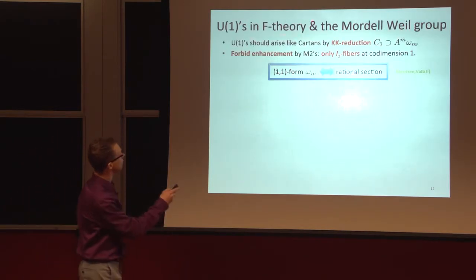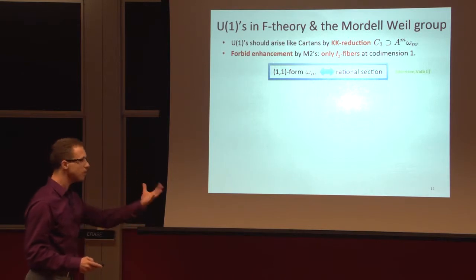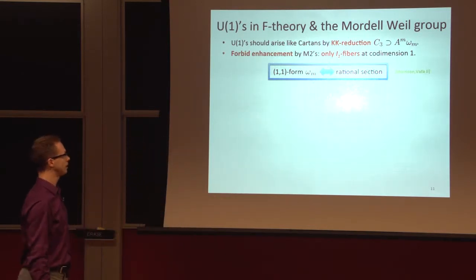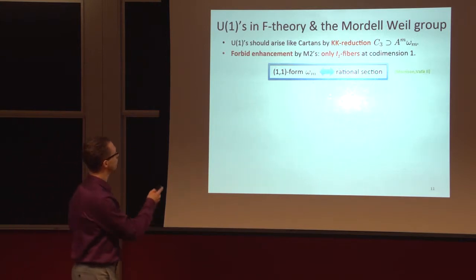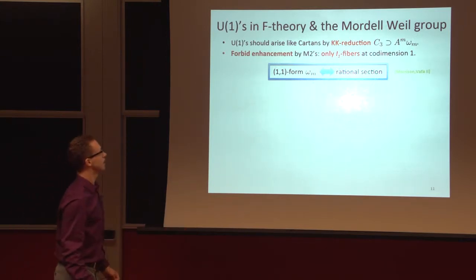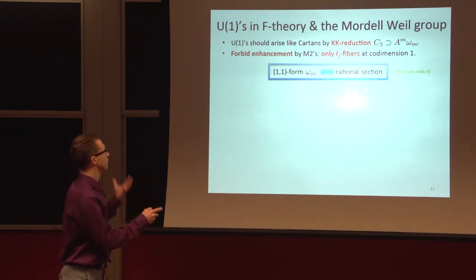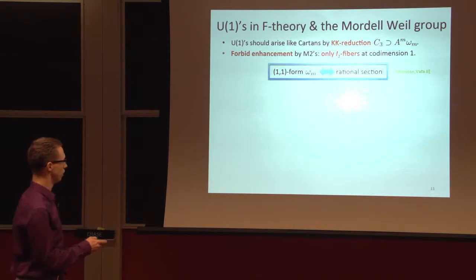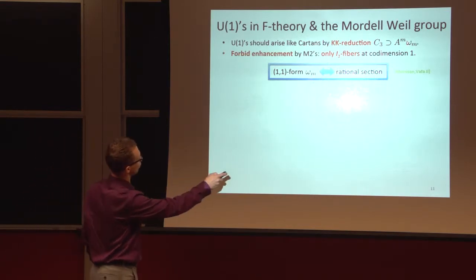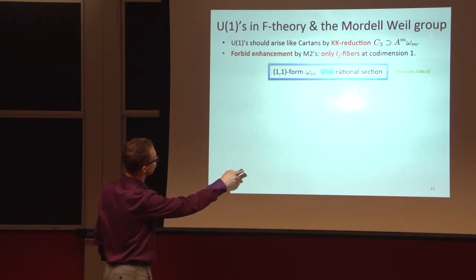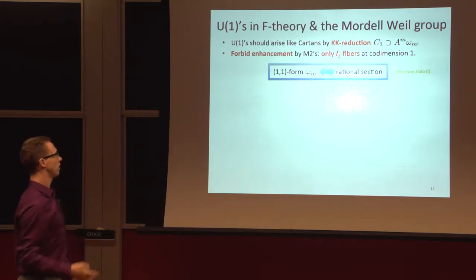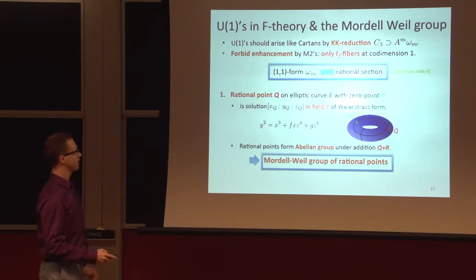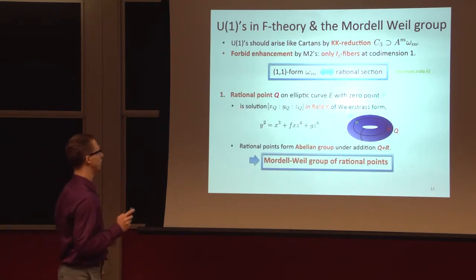Now the basic idea of U1s in F-theory is that U1s should still come from a KK reduction, like the Cartan generators of the non-abelian group, but you want to forbid this enhancement by the light M2 brane states. This means that you can only consider fibrations that have I1 fibers at codimension 1. And then the statement is that these 1-1 forms that support these U1s actually correspond to rational sections of the fibration. In order to understand what a rational section is, let's first recall what a rational point is.